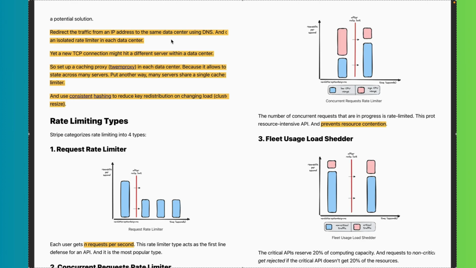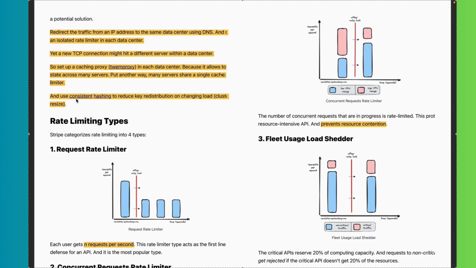Let's say from one particular IP address, all the requests are going to one data center. Once a request reaches that data center, you have a caching proxy which caches the requests, so all the requests from one single IP go through that proxy and are cached there. Hence you can build any logic over that, including logic that decides whether to allow the request or not.